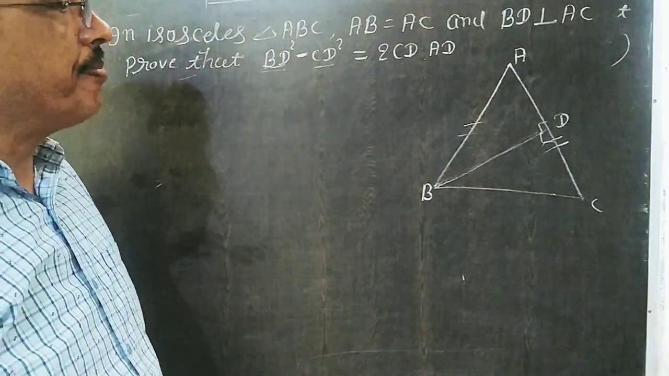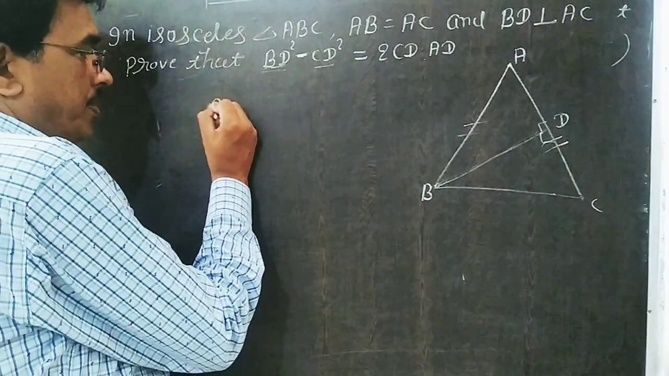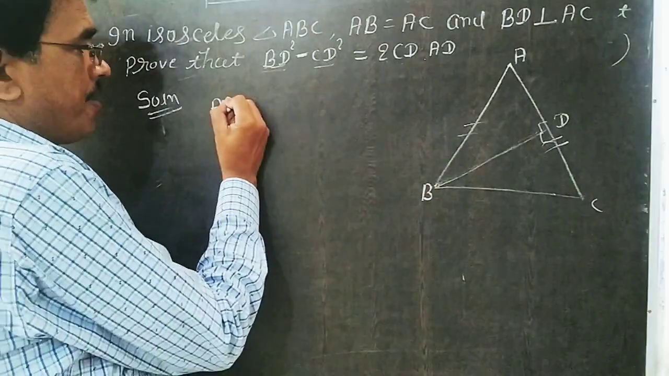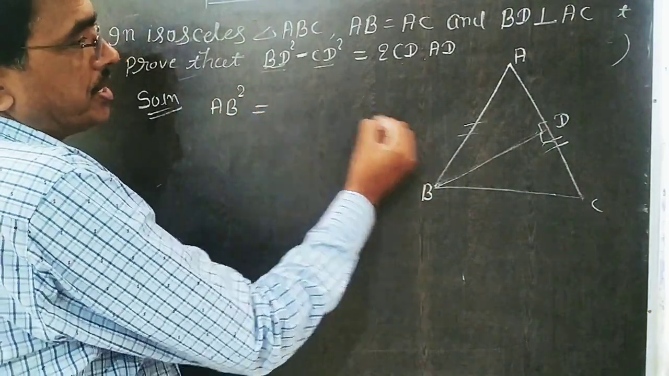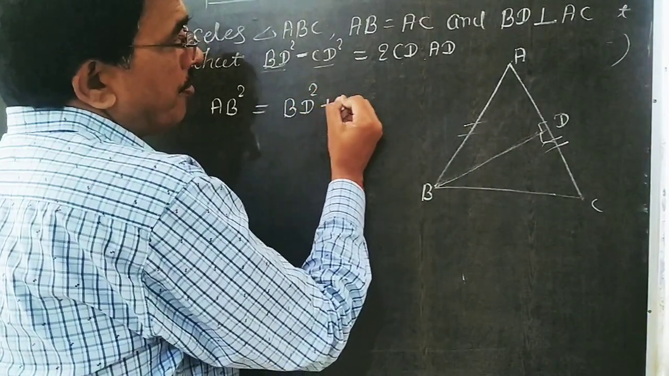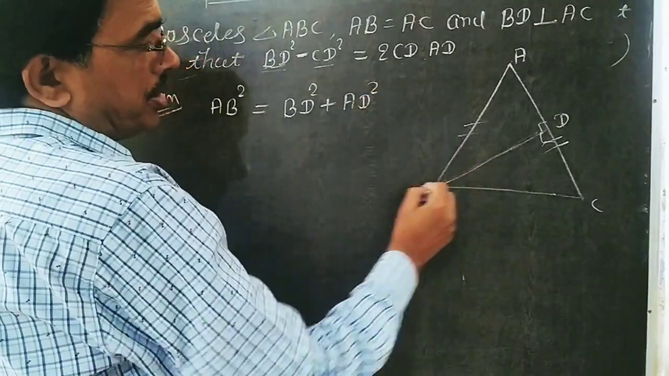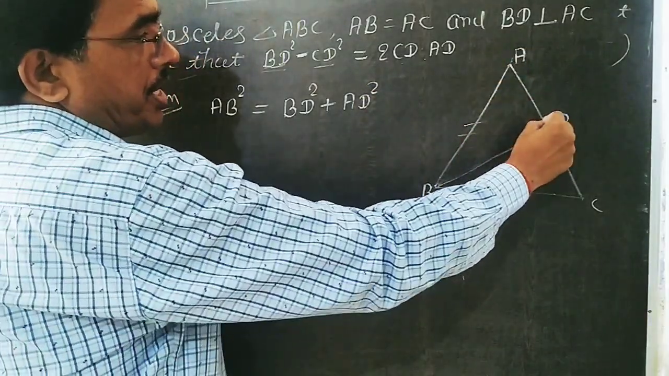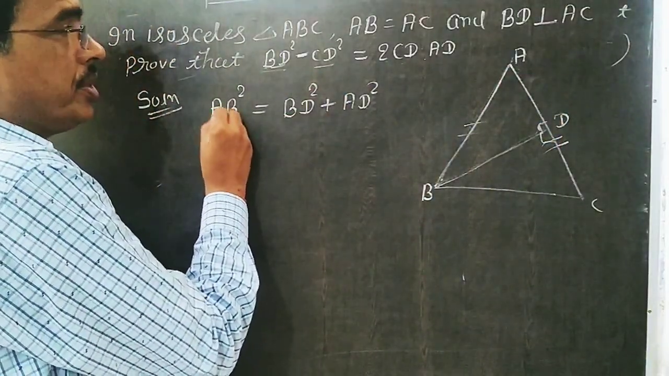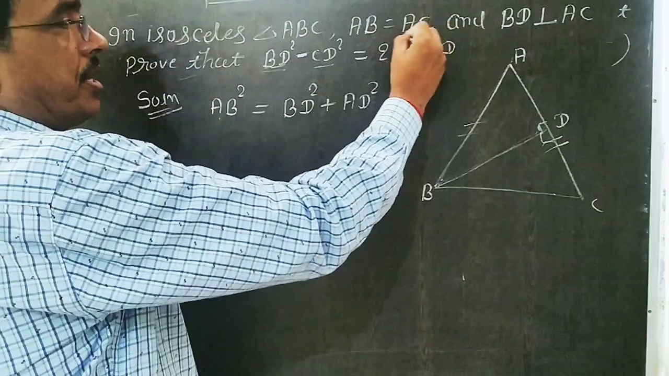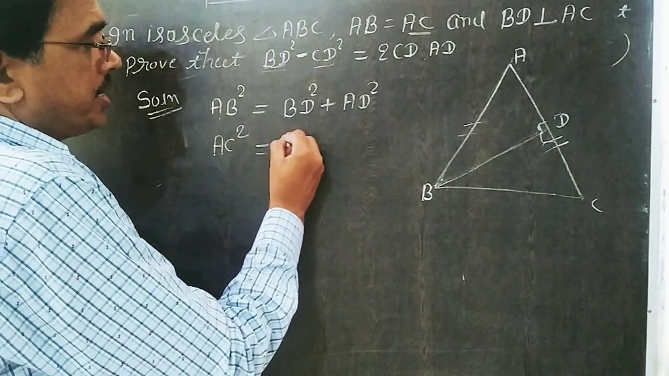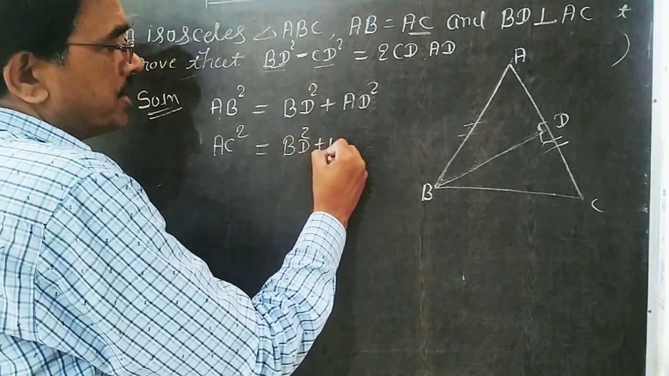So in this question, you need to find AB square. AB is the hypotenuse, and it is a right angle triangle, so AB square is equal to BD square plus AD square. Now this AB is equal to AC, so only substitute their value. AB is AC, and the right side is BD square plus AD square.